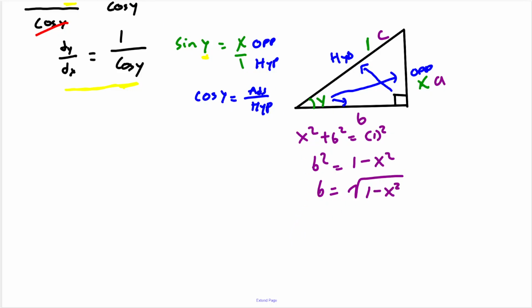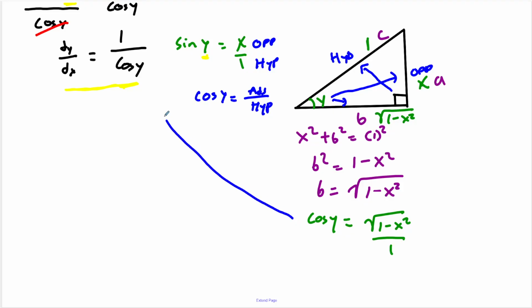Okay, let's write that down. Square root of 1 minus x squared. Cosine of y, adjacent to y, is the square root of 1 minus x squared. Hypotenuse is 1. Great, we just found cosine of y. So going back to here, we get that therefore dy dx has to equal 1 over the square root of 1 minus x squared.